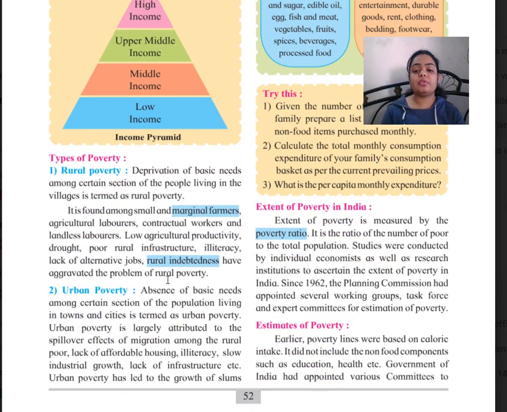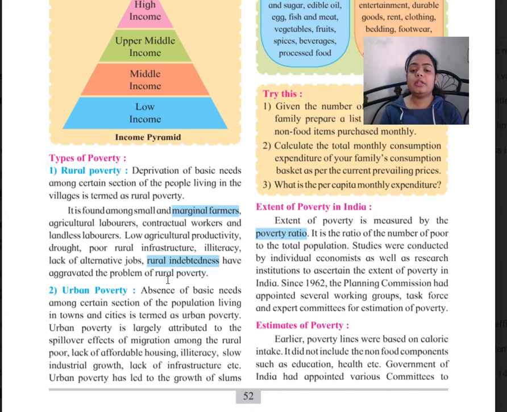Now, what is the extent of poverty in India? Extent of poverty is measured by the poverty ratio. It is the ratio of the number of poor to the total population. Studies were conducted by individual economists as well as research institutions to ascertain the extent of poverty in India. Since 1962, the Planning Commission had appointed several working groups, task forces, and expert committees for estimation of poverty.